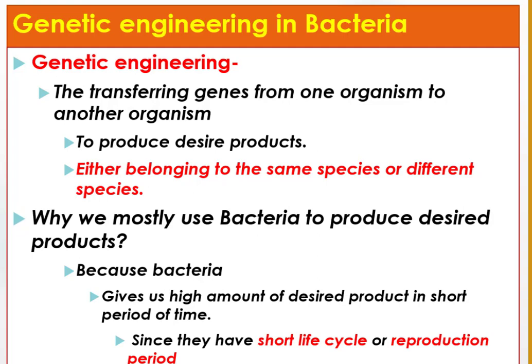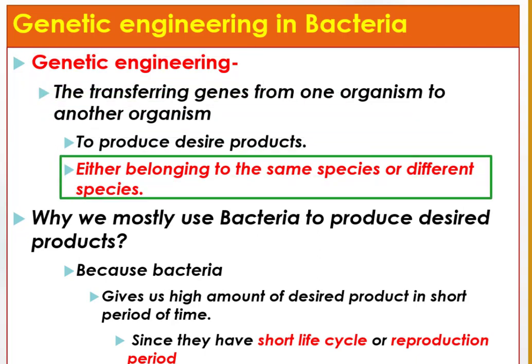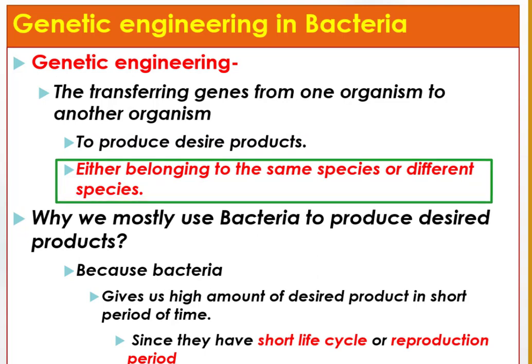What is genetic engineering? Genetic engineering is the process of transferring genes from one organism to another organism without a species barrier. This process was discovered and designed to produce desired products to satisfy unlimited human requirements. In genetic engineering, to transfer genes from donor organism to recipient organism, it's possible to transfer whether the donor and recipient organism belong to the same species or different species.